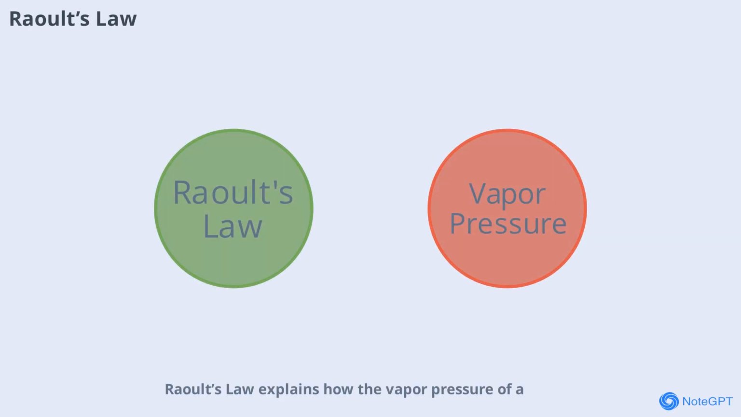Raoult's law explains how the vapor pressure of a solution is related to the mole fraction of its components. This law is key to understanding colligative properties and the behavior of solutions. We'll look at the mathematical expression of Raoult's law and see how it applies to ideal and non-ideal solutions. This knowledge is essential for solving problems involving vapor pressure and solution composition.